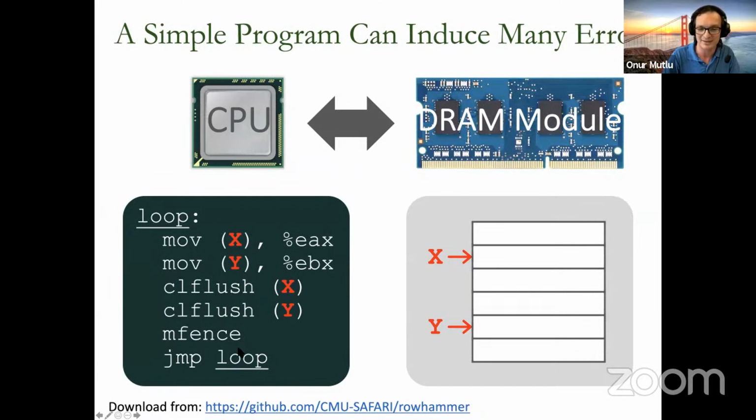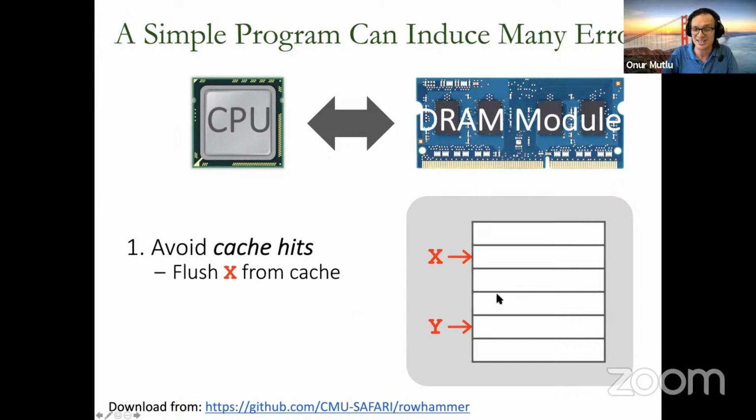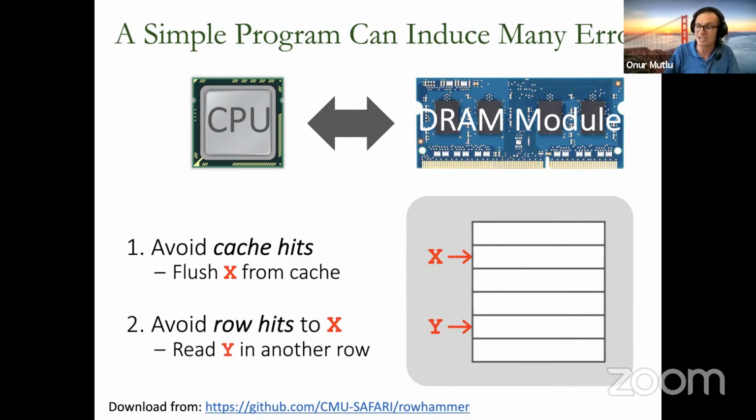Now you probably know a lot of this. Maybe you don't know what cache line flush is, but this basically flushes the cache line from the caches. So what this program does is it selects addresses X and Y such that they map to the same bank. It avoids cache hits, because you need to avoid caches so that you can access memory and flip the bits in memory. You need to avoid the row hits. You need to avoid the row buffer as well. And you know all of these structures by now.